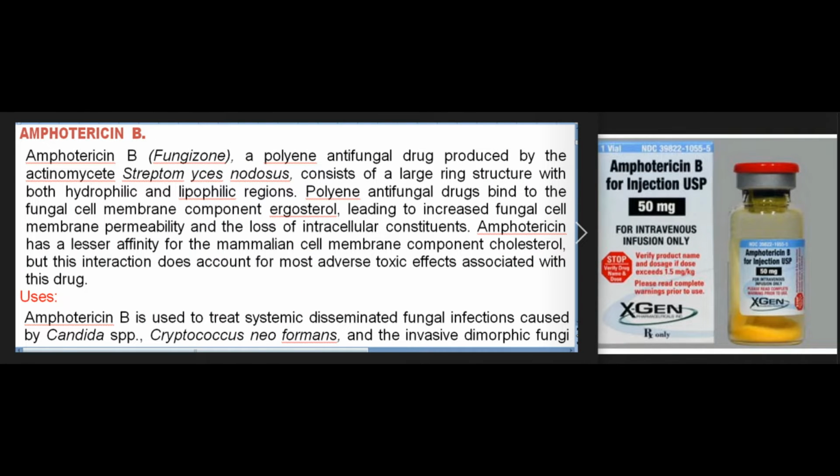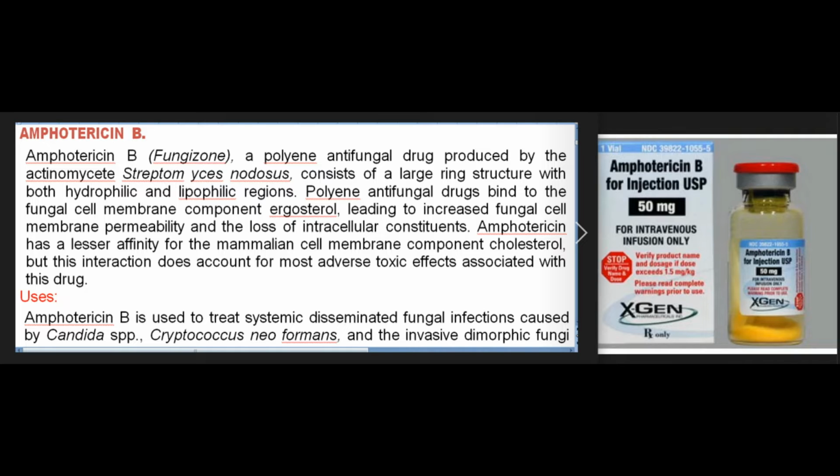Amphotericin B, Fungizone, a polyene antifungal drug produced by the actinomycete Streptomyces nodosus, consists of a large ring structure with both hydrophilic and lipophilic regions. Polyene antifungal drugs bind to the fungal cell membrane component ergosterol, leading to increased fungal cell membrane permeability and the loss of intracellular constituents. Amphotericin has a lesser affinity for the mammalian cell membrane component cholesterol, but this interaction does account for most adverse toxic effects associated with this drug.